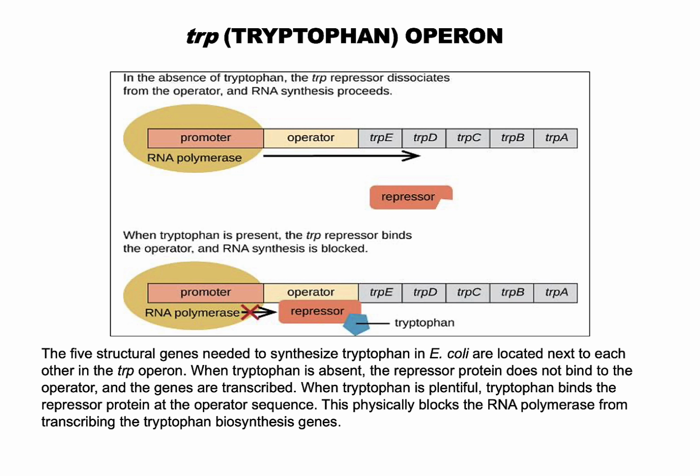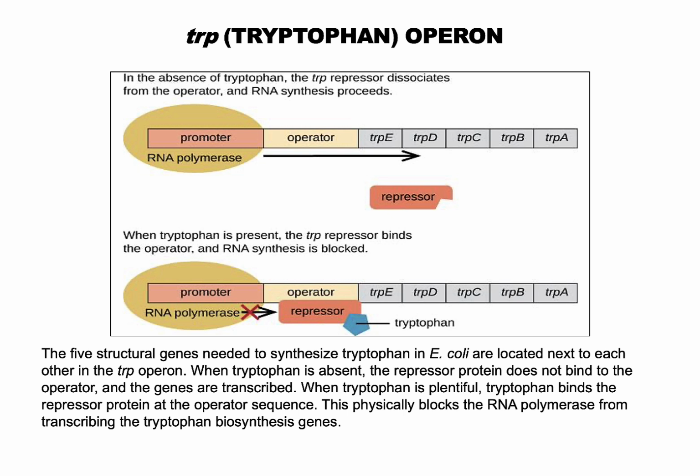Structure of the trp operon. The trp operon includes 5 genes that encode enzymes needed for tryptophan biosynthesis, along with a promoter and an operator. The genes of the trp operon are transcribed as a single polycistronic mRNA.